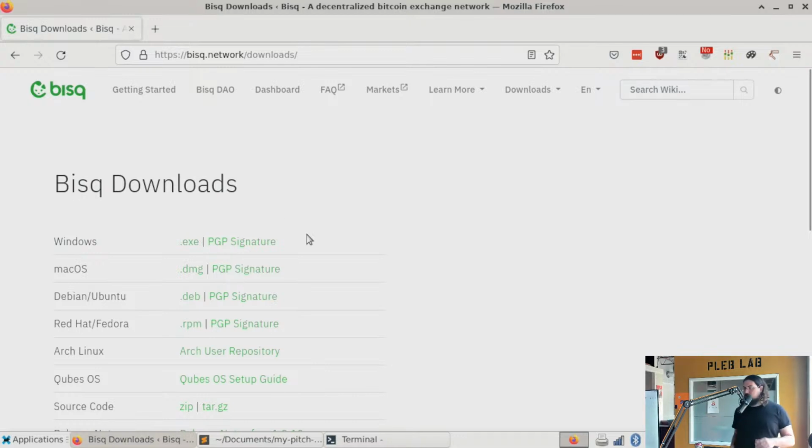Oh, Austin's got a question. If I am using Bisq for privacy benefits, and I'm trying not to dox myself, should I hesitate about what computer or what network I'm using when I install Bisq? His question is, if he's trying to use Bisq for privacy, does he have to worry about what computer he's using, or exposing his IP address and stuff like that?